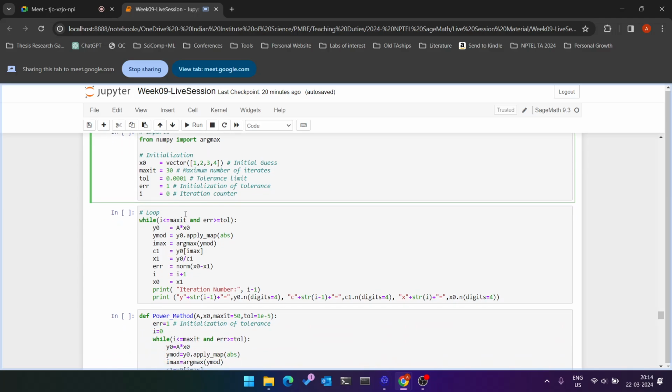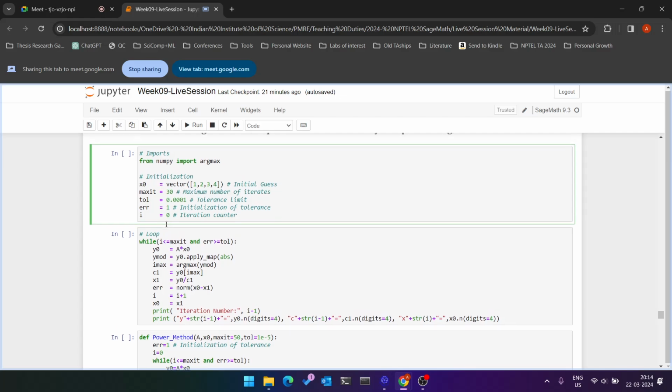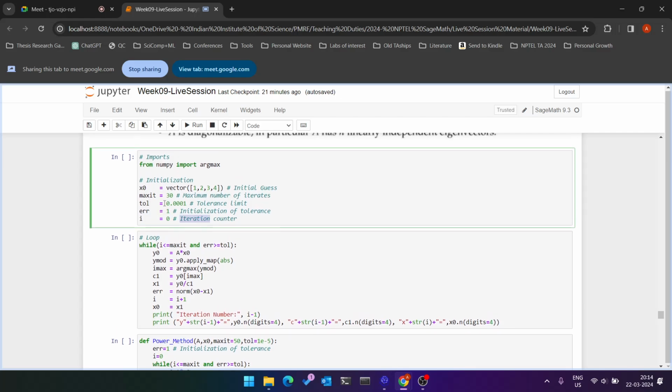I run a while loop wherein two conditions have to be simultaneously satisfied. First, the iterations are less than the maximum number of iterations, and second, that the error exceeds tolerance. If the error becomes less than the tolerance, we'll exit this loop. And how do we calculate the error and so on? We calculate y as A into x, and find out the index at which y is maximum.